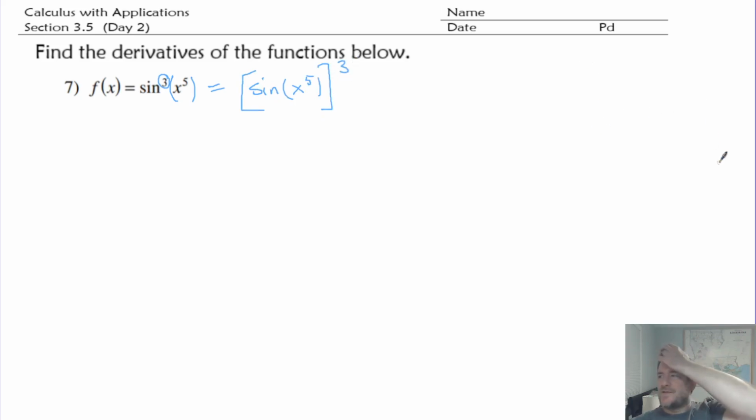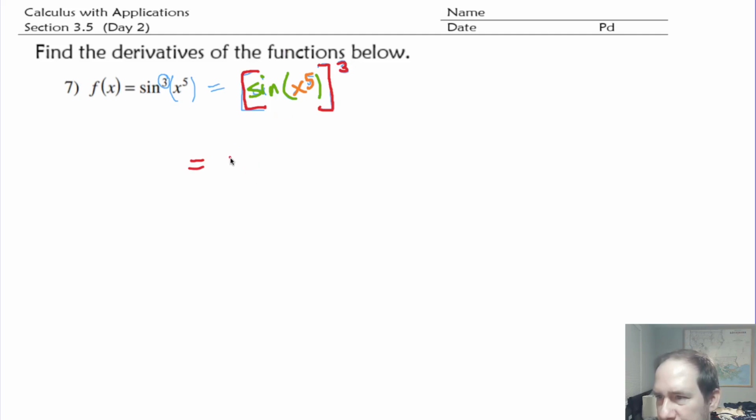So this for sure is a nested function. In fact, it's 3 nested functions, because our outermost function is this here function that cubes. Then the next layer in is this function here that takes the sine of stuff. But there's a third function, the one on the inside, the one that takes numbers and raises them to the power of 5. So there's that. So differentiating this whole thing in order would mean differentiating the cubic function first, which just gives 3 times some stuff to the power of 2. Oh, by the way, what's the stuff? The stuff is the sine of x to the 5th.